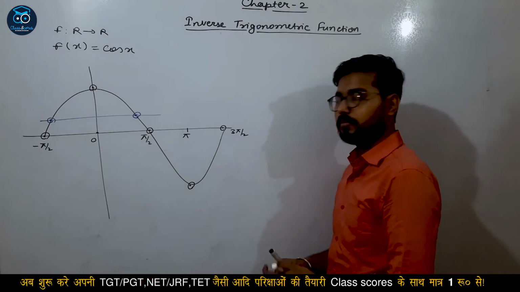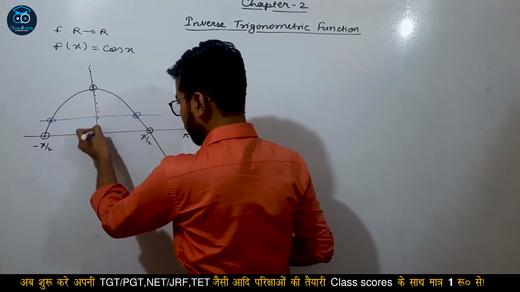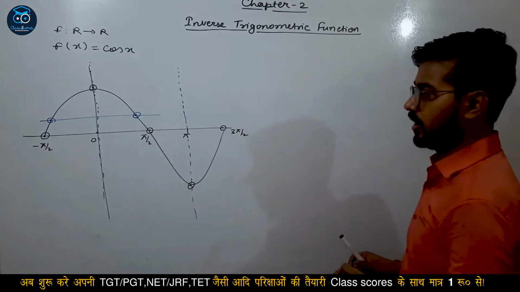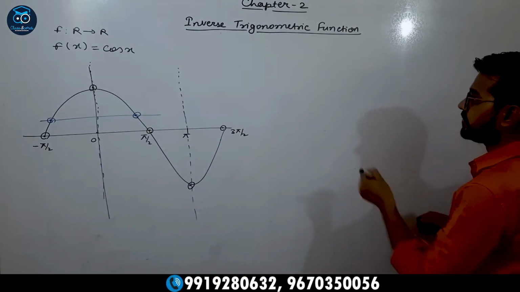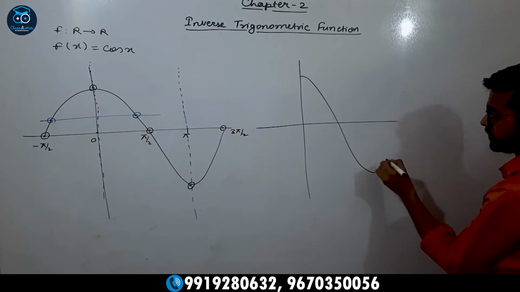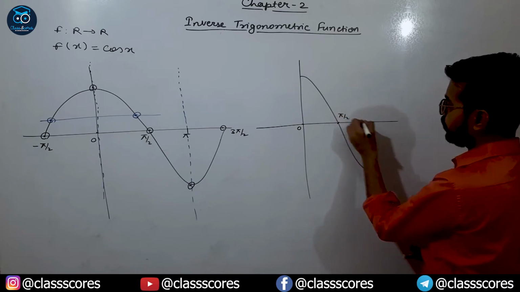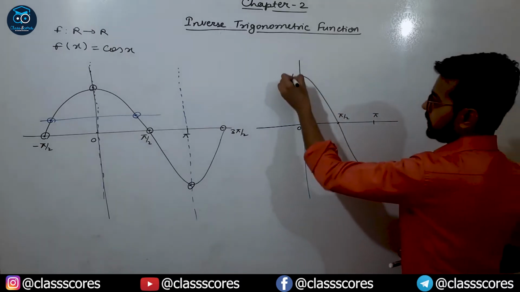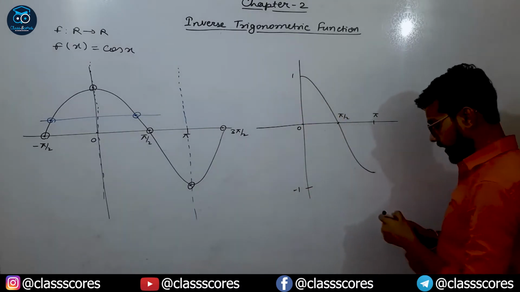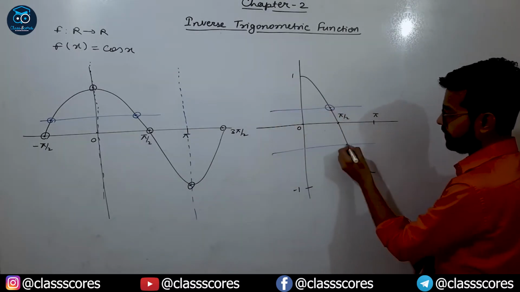So what we can do, same process, we can simply crop the image where the function will become 1-1. If we plot it separately, then we get something like this. Here it is 0, it is π/2, and here it becomes pi. This is 1 and this is -1. So now you can plot any parallel line through the x-axis. It will cut at 1 point, it will cut at 1 point.